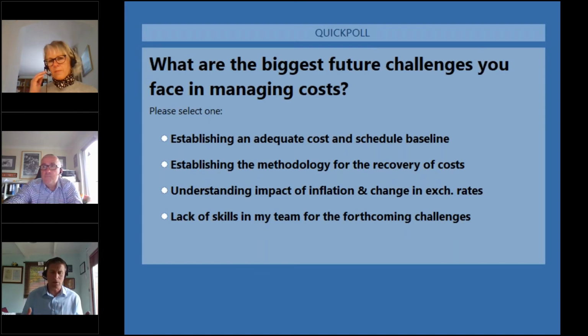So previously we asked what is likely to have the biggest impact on engineering construction costs? But now I want you to think about what your biggest future challenges are in managing these costs. Is it establishing an adequate cost and schedule baseline, establishing the methodology for the recovery of costs, understanding the impact of inflation and changes in exchange rates, or the lack of skills within your team, for instance, to face those forthcoming challenges?